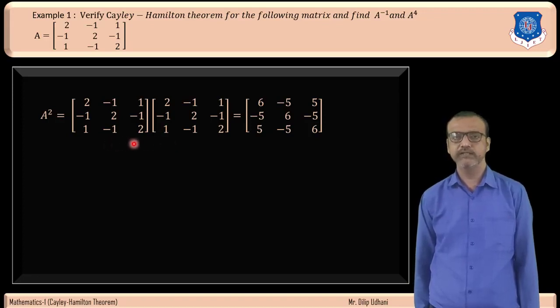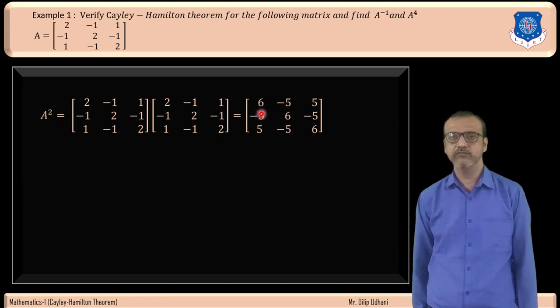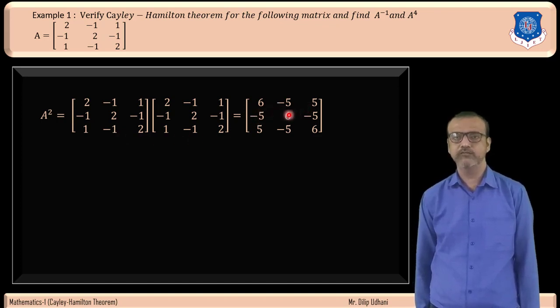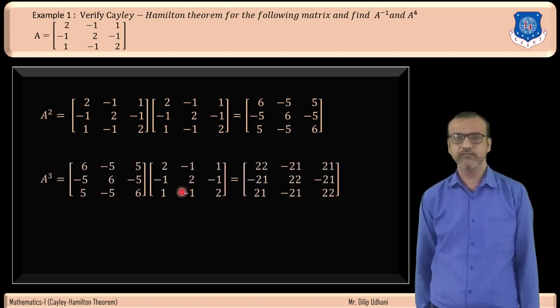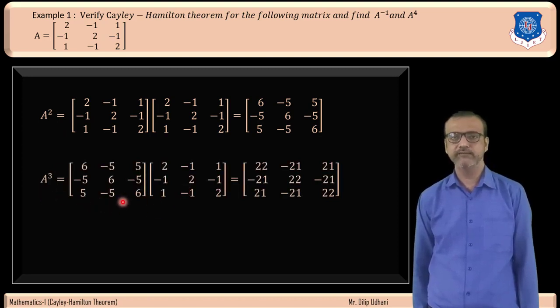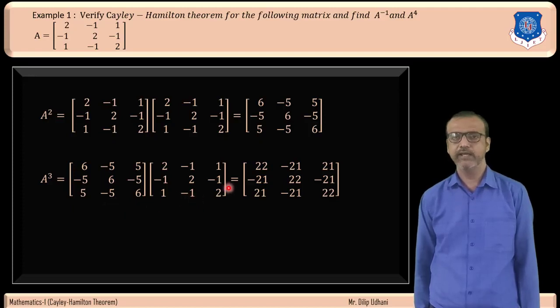If you multiply these two matrices, you will get the result 6, minus 5, 5, minus 5, 6, minus 5, then 5, minus 5, 6. So this is A square. Now we will find A cube. A cube is A square into A. The first matrix is A square and the second matrix is A. Now if you multiply the first matrix by the second matrix, you will get A cube.